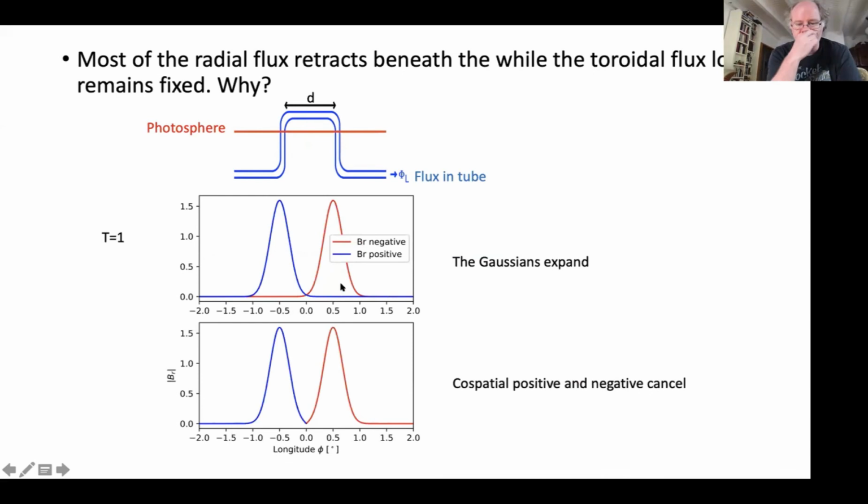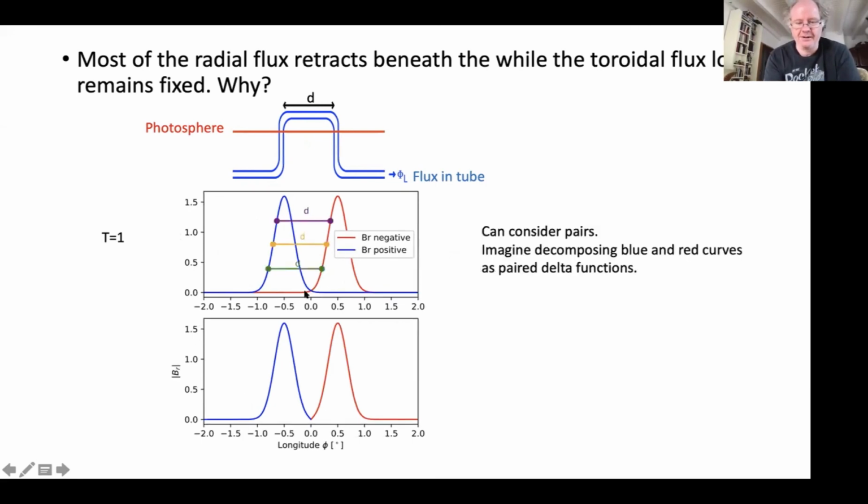In time, because of the diffusion, these Gaussians will expand, and you should understand this as a random walk, and this is the expectation value. You'll have a little bit of cancellation occurring at the bottom. Now, the amount of toroidal field is unchanged. You can consider this if you consider the picture before the top picture, so before we do the subtraction or the cancellation.